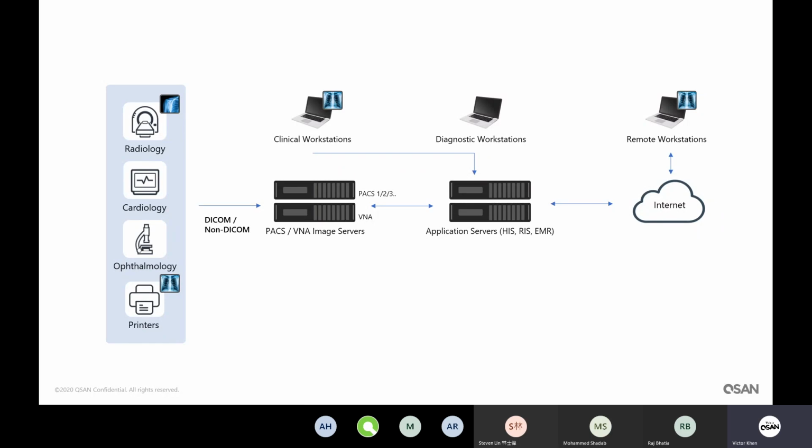In this case, there are a few spaces where QSAN storage can be applied, or any other NAS or SAN storage. First of all, it's storage for PACS and VNA. All of them always need a proper storage under them. This is an ideal fit for NAS storage, because later I will show you that the link between the PACS or VNA and the NAS storage is usually NFS. We usually use NFS for this purpose.